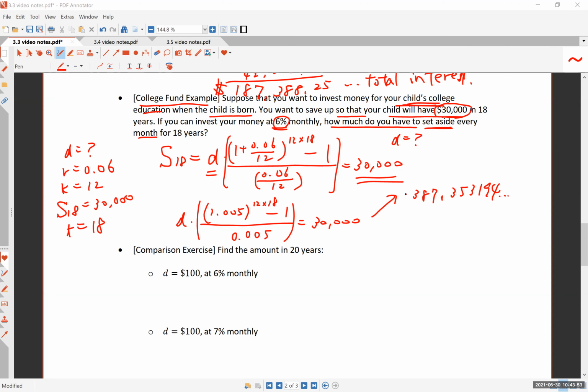So what we are given is that this times D is equal to 30,000. And so to find the deposit that you need to make every month, all you have to do is divide 30,000 by this number.